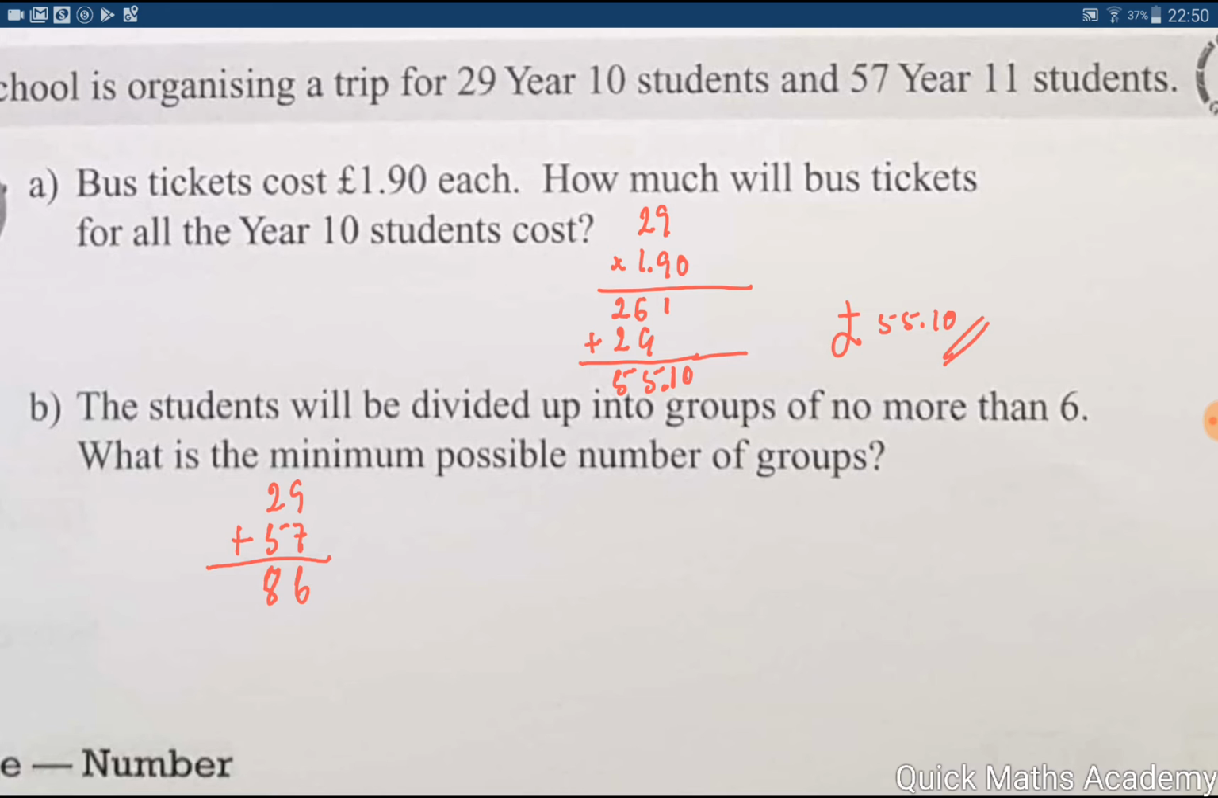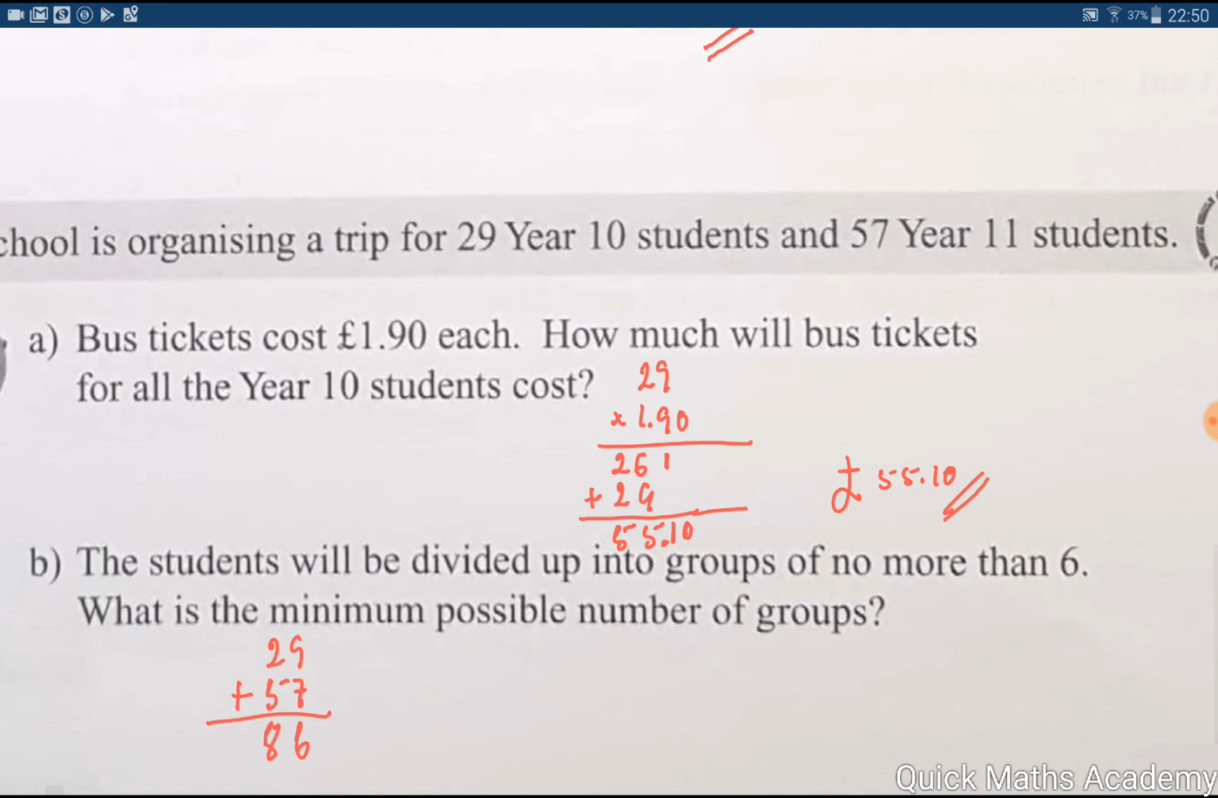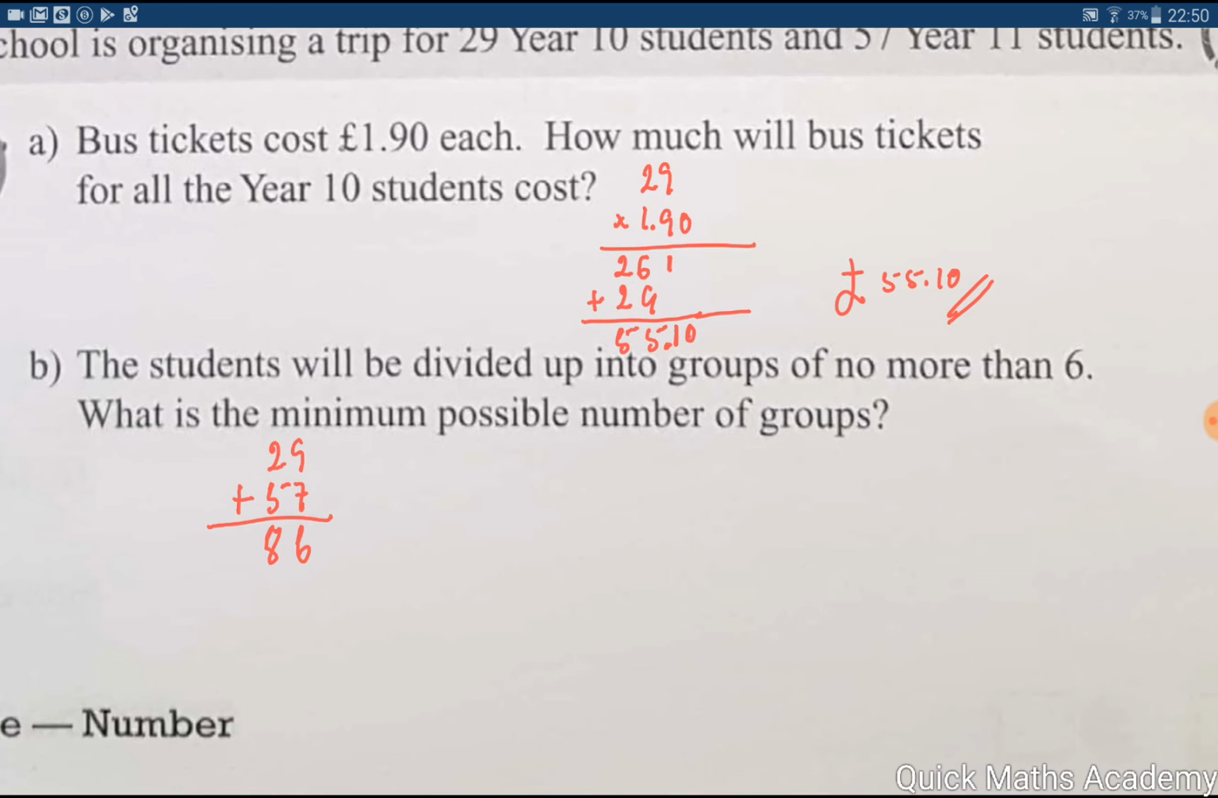Now I want to do groups of 6. So if I want to do groups of 6, I will divide this number by 6 and see how many groups I have to do in order to take them all to the trip. So let's do 86 divided by 6. Can I put 6 inside 8? Yes, I can, one time. 6 times 1 is 6, 8 minus 6 is 2.